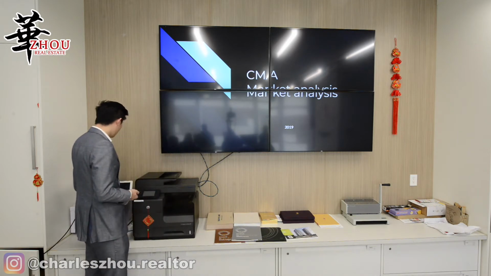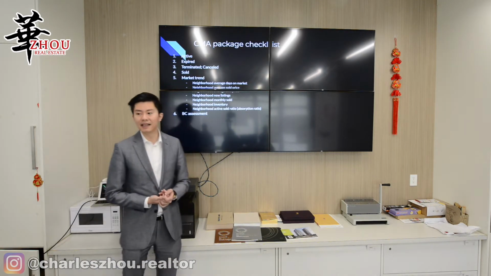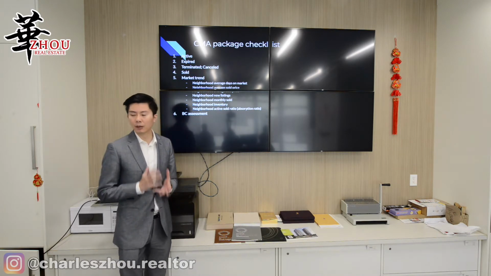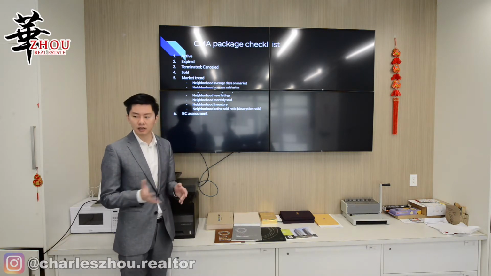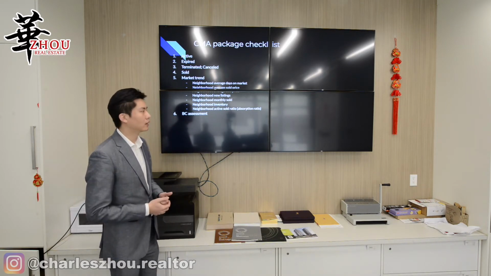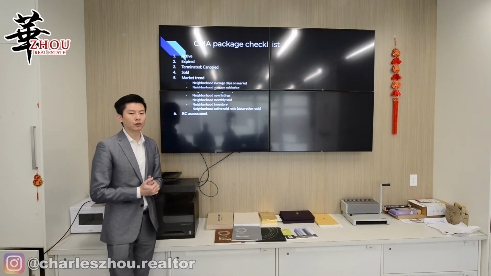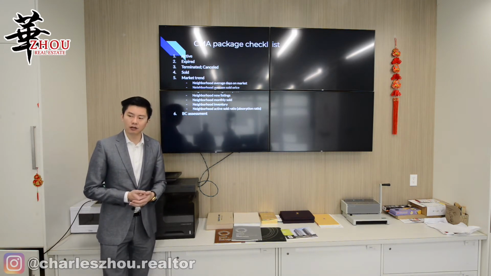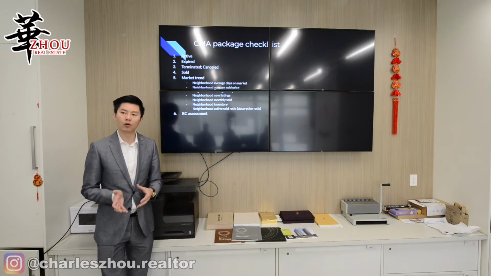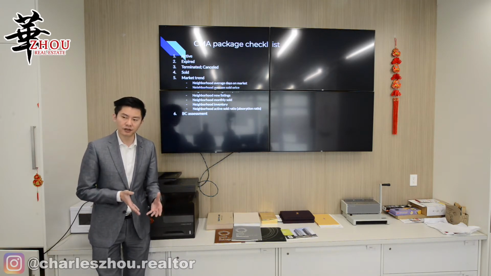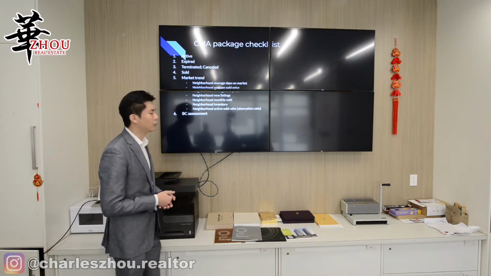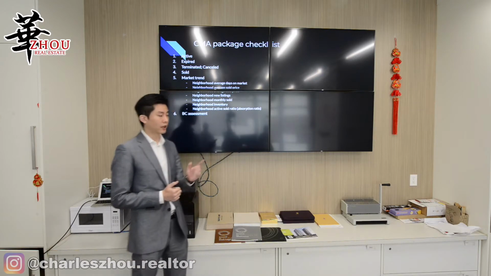CMA is what we use daily for residential transactions. How do you tell a property is worth $1 million or a property is worth 1.2 million? Why do they price it that way? You have to understand, because when you do a CMA in front of a seller or a buyer, that's how you convince them to sell or to buy at this price. You're educating your client to understand the market. So first, you have to understand the market, okay?